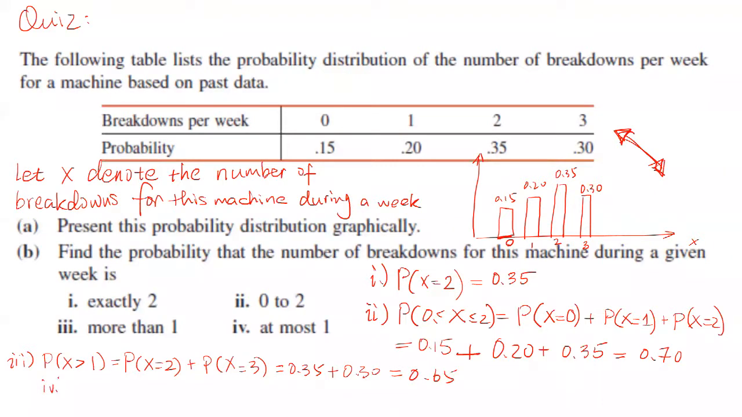Last one, at most 1. That means the probability of X being equal to or less than 1, right? Within this interval, X can only be 1 or 0. So the probability is 0.20 plus 0.15, which is 0.35, right? Any questions?